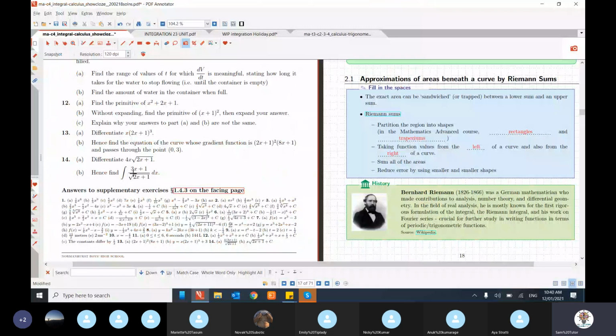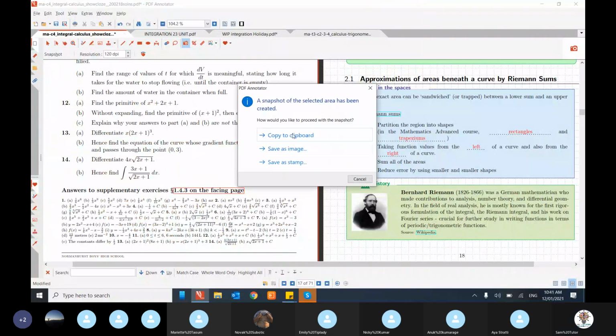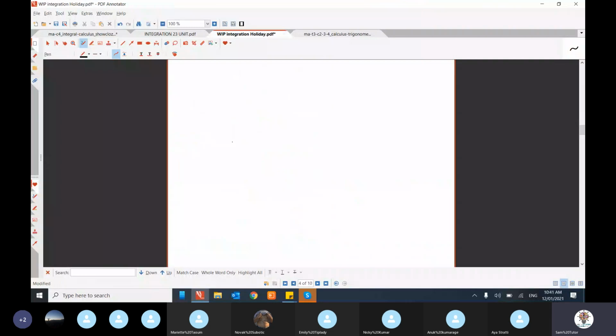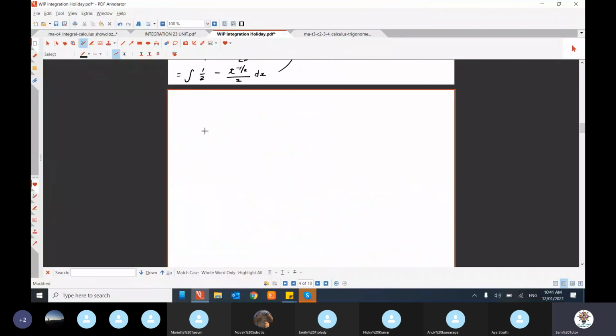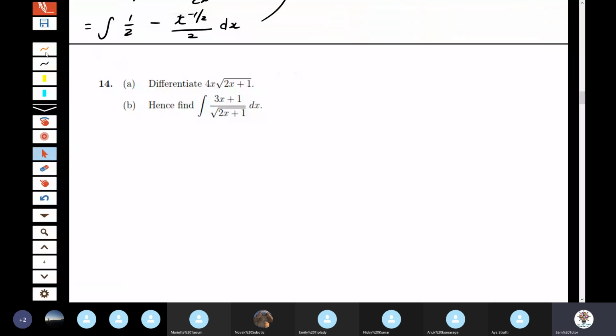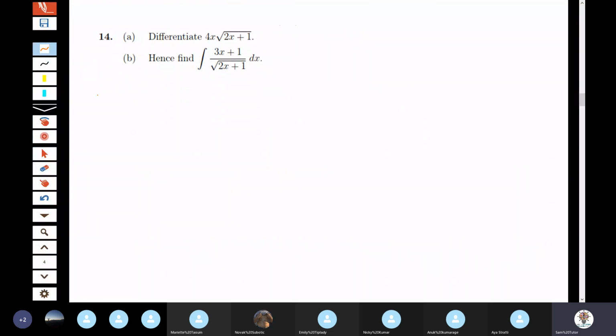Three x plus 1. All right, Aiden, let's do it. Question 14A. Yeah. So I'd rewrite it as 4x bracket 2x plus 1 bracket to the power of half.